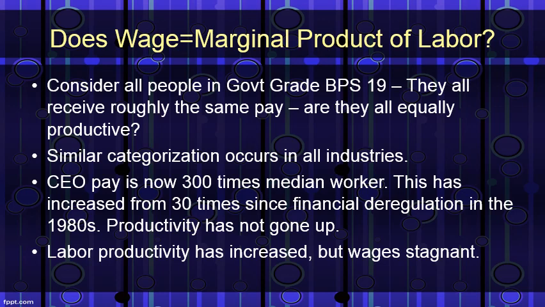Of course not. In all industries, you have different categories of workers and they all receive the same pay, even though some of the workers are very hardworking, some of them are lazy. So the marginal product is not the same. If you look at the pay of chief executives, it has over the past 30 years increased 10 times. It is now about 300 times that of the average worker. And it used to be only 30 times that.